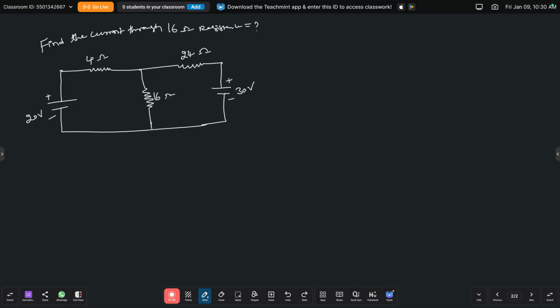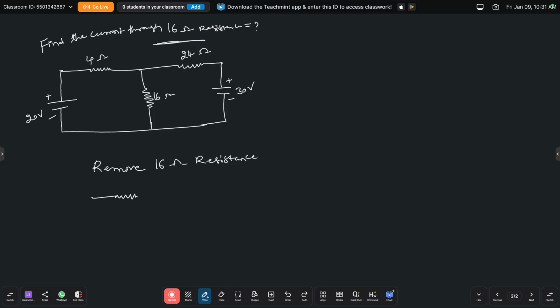So in the superposition theorem, our first step is to find the current. For that, first we remove the 16 ohm resistance. Suppose in the question we need to find the current through the 16 ohm resistance, so we just remove that 16 ohm resistance. Where we need to find the current, that should be removed in the first step. So after removing the 16 ohm resistance, you can redraw the circuit.